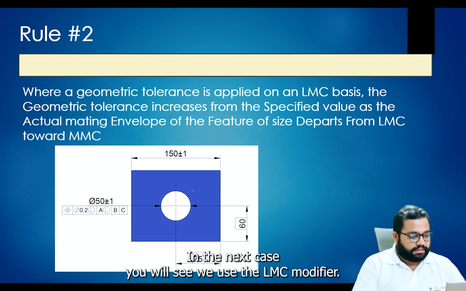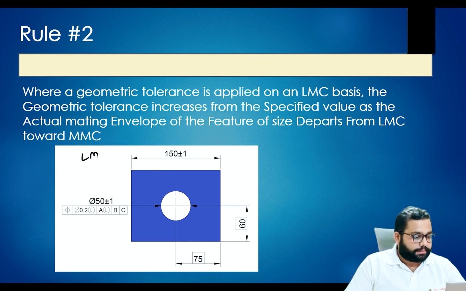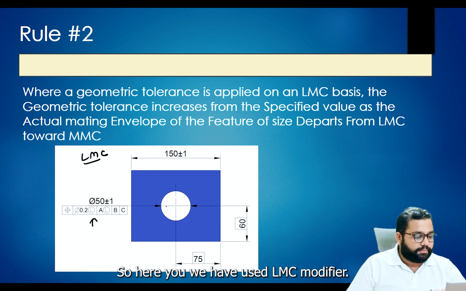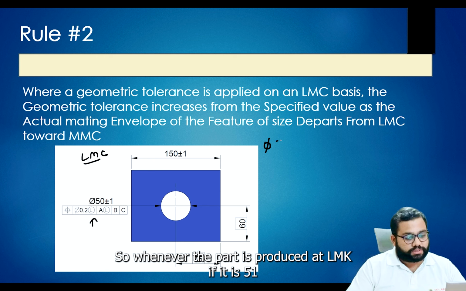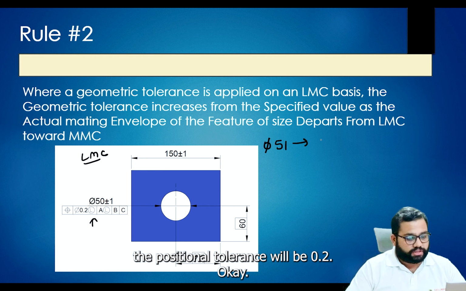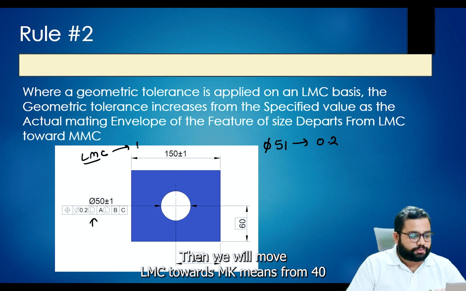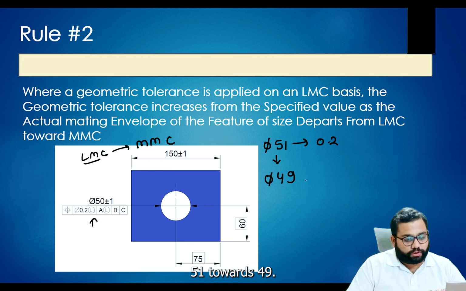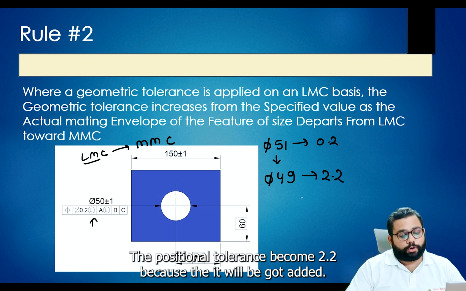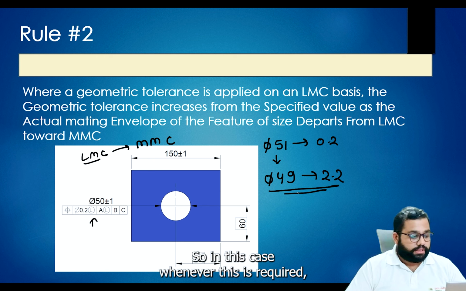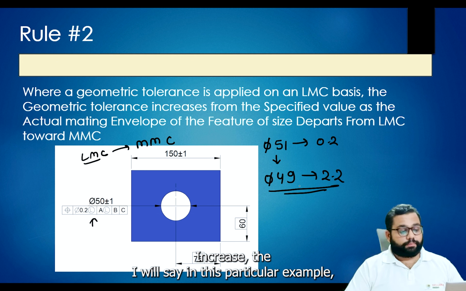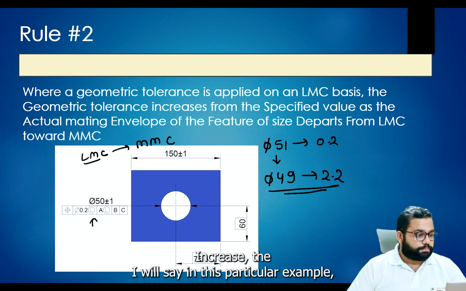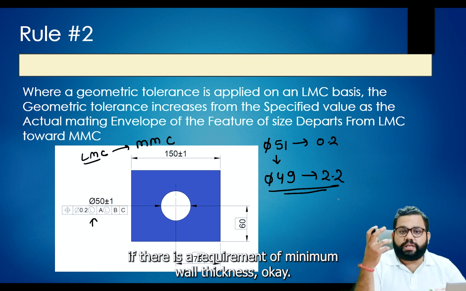In the next case, you will see we use the LMC modifier. So here we have used the LMC modifier. Whenever the part is produced at LMC, which is 51, the positional tolerance will be 0.2. When we move from LMC towards MMC, from 51 towards 49, the positional tolerance becomes 2.2 because it gets added. So in this particular example, this applies if there is a requirement of minimum wall thickness.